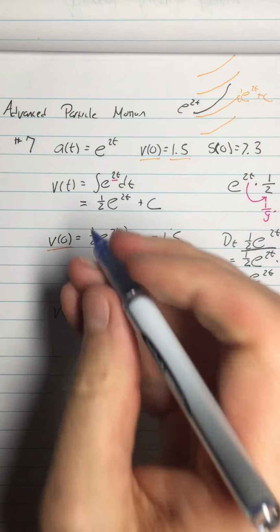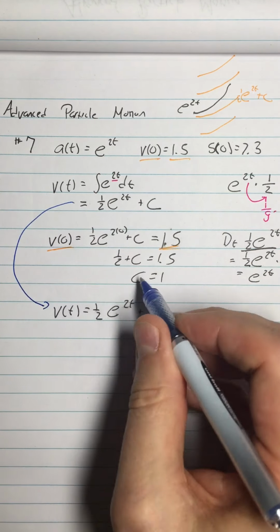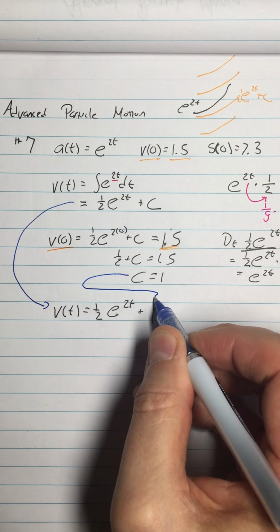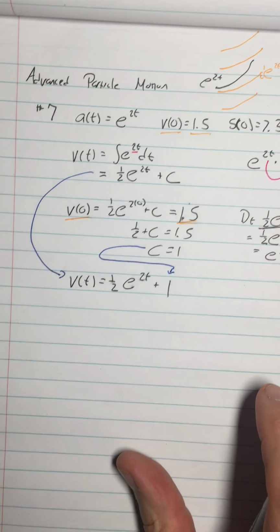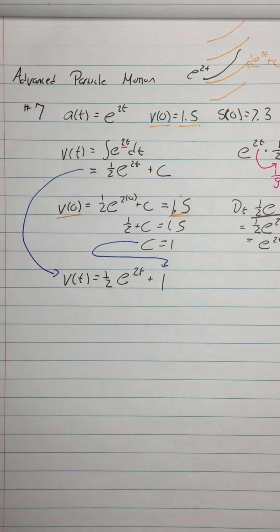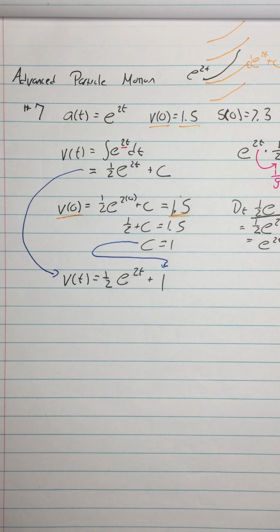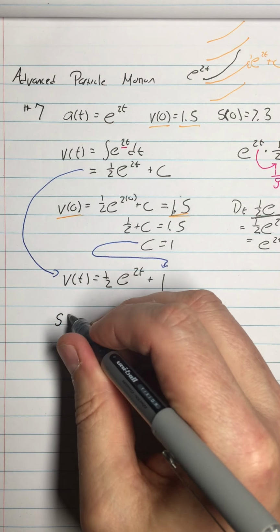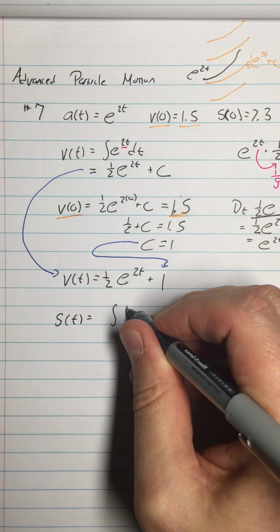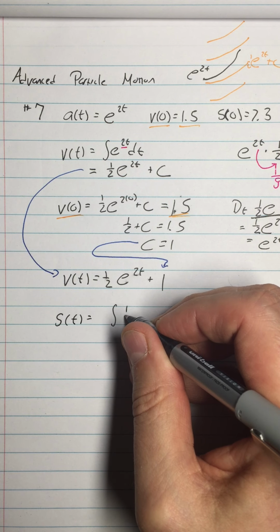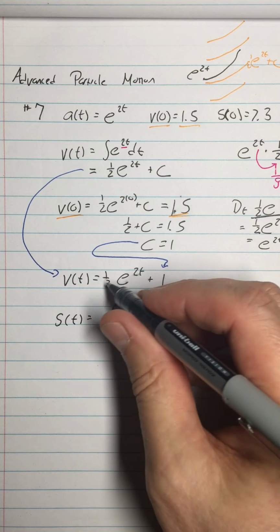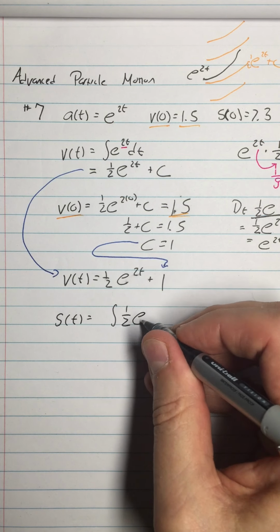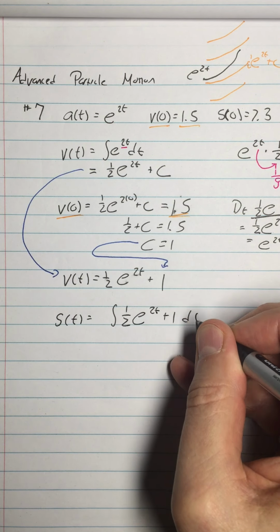That's combining my original expression for v of t with my new knowledge that c equals 1. All right, so now I've got an equation for v of t. Now I can get an equation for the position function, because s of t is the integral of v of t. My v of t is 1/2 e to the 2t plus 1 dt.